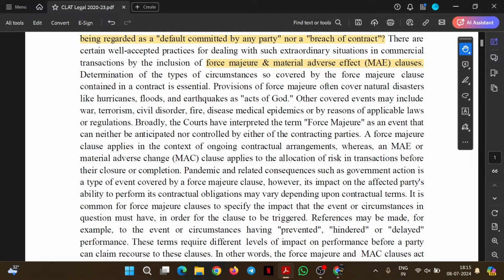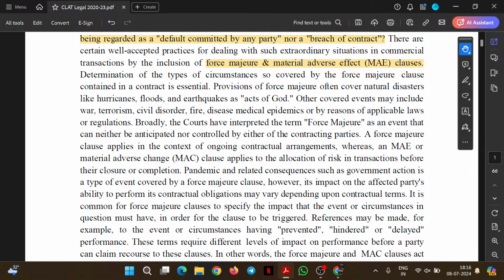Determination of types of circumstances so covered by force majeure clause contained in a contract is essential. Provisions of force majeure often cover natural disasters like hurricane, floods, and earthquakes as act of God. Other covered events may include a war, terrorism, civil disorder, fire, disease, medical epidemic, or by reasons of applicable laws or regulations. So here they have told that these clauses of force majeure often include these kinds of instances, happenings or events.